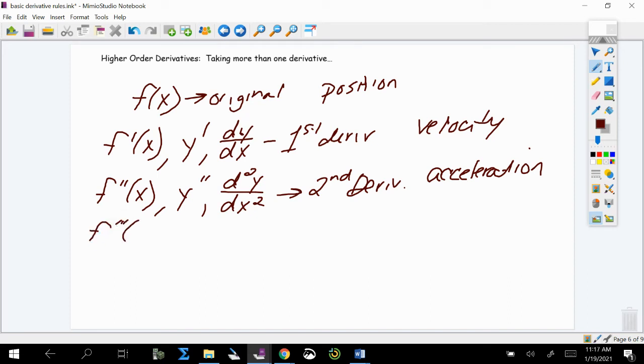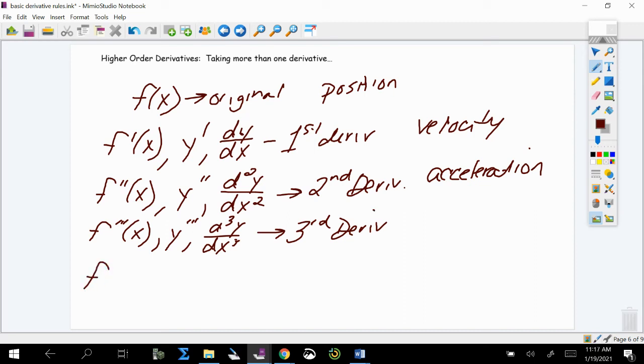So you can do three prime symbols. This is a third derivative. There is a version with d cubed y over dx cubed, although I feel like that doesn't get used very much. But that is my third derivative. It does not have any motion applications. Once you get past a third derivative, we stop doing prime symbols because they start to all run together and then you're not sure what's going on.